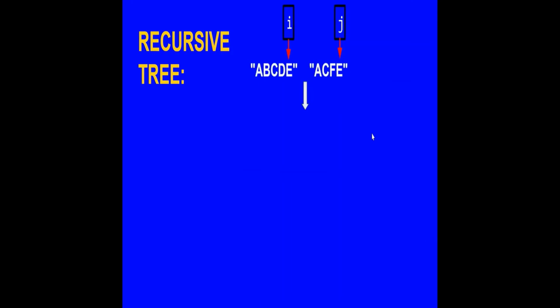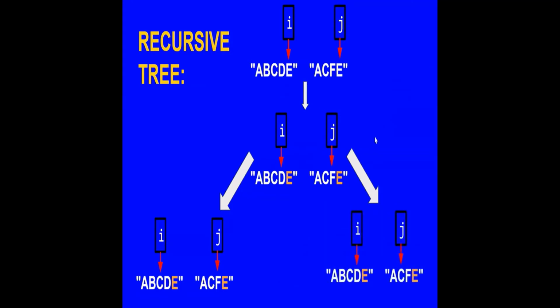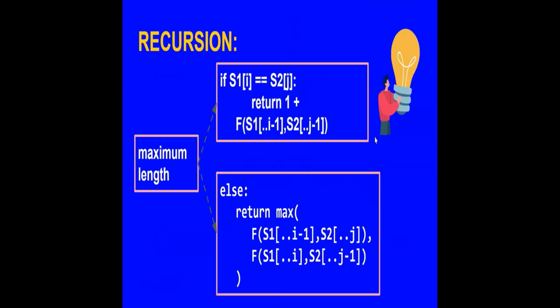We will start with two pointers i and j, pointing them to the end of the strings, and if they are pointing to the same character, then we just take that character as a part of the subsequence. Else, if they are pointing to different characters, then there are two cases. Either we can skip the character pointed to by the pointer i, or we can skip the character pointed to by the pointer j. So now you can see the recursion for this problem.